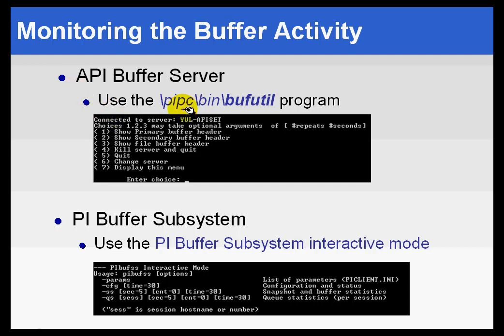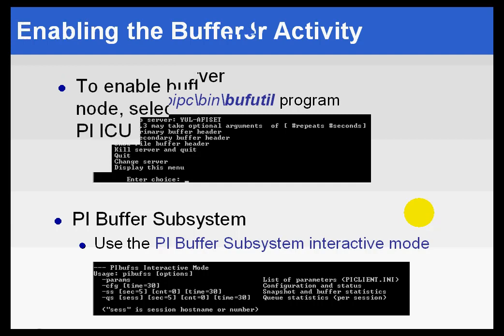For API buffer server, there's a utility called buffutil, and we're actually going to use that in exercise 11 later on. For the PI buffer subsystem, you can use that in interactive mode, and you can see some statistics on buffering. For the proper interpretation of those, we would probably ask you to give us a call on tech support. Again, I will demonstrate how you can use buffutil.